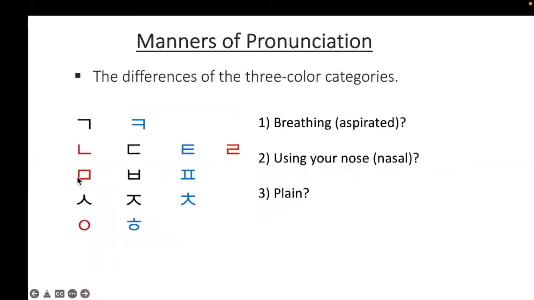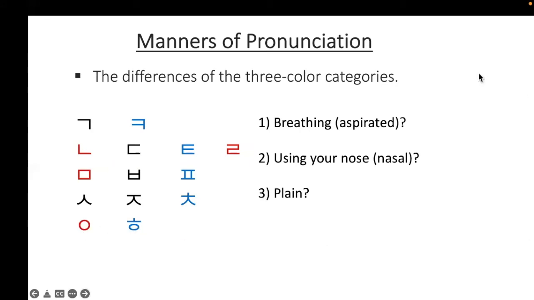So these five are the basic consonants, and then the others are actually derived from those five basic ones. And then let me pronounce it one more time.